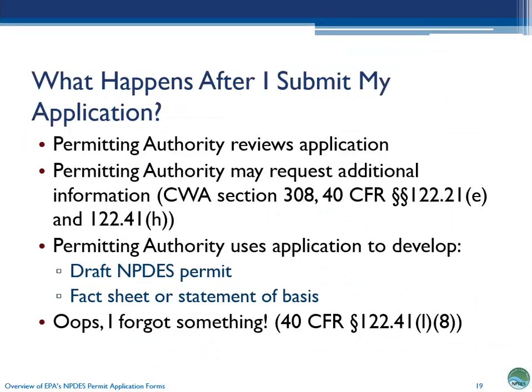You've submitted your application. Now what? After receiving an application for an individual permit, the permitting authority will review the application for completeness and accuracy. The permitting authority may contact you to verify information or request additional information necessary to develop the NPDES permit. If the permitting authority determines that the application is complete, they will use the application information to develop the draft NPDES permit and either a fact sheet or statement of basis that explains the rationale behind the draft permit provisions.